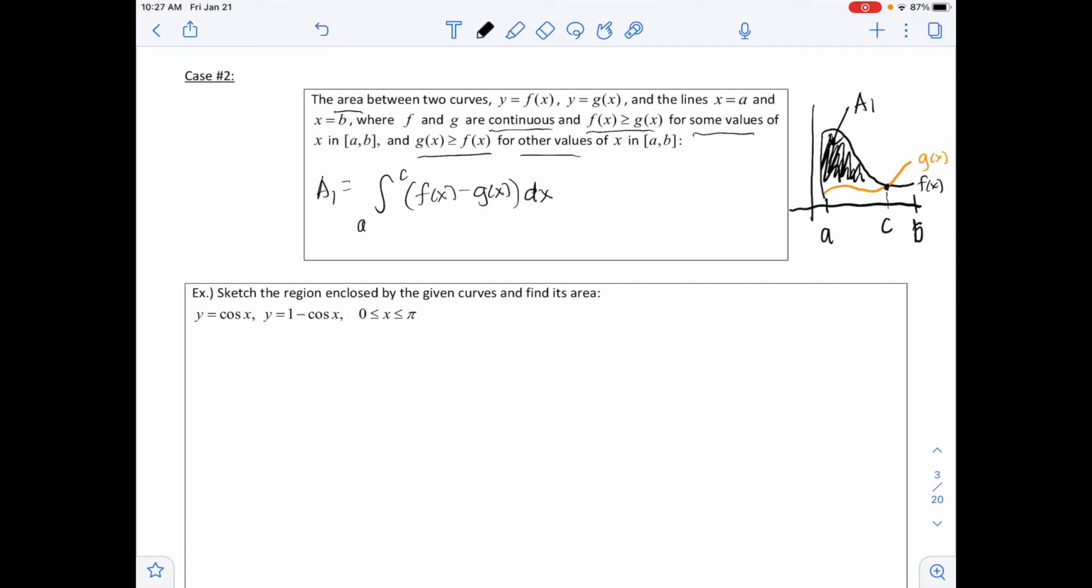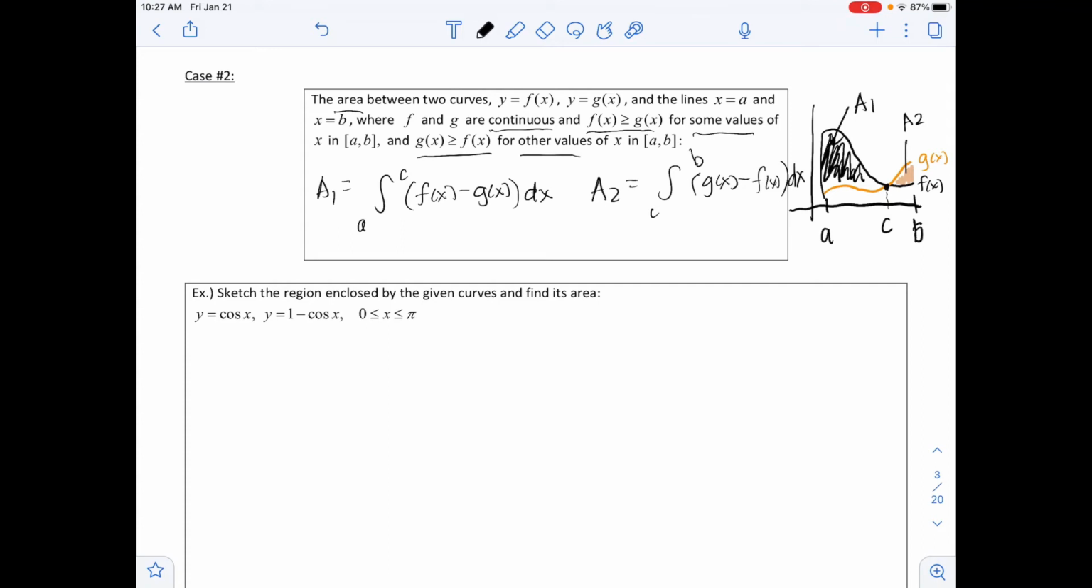And then we're going to talk about that second area that we have, which is over here. We're going to go ahead and call this area A2. So A2 is going to be the integral. So our starting value would be from C to B. And this time our top function is actually g of x. So g of x minus the bottom function, which is f of x, and then dx. Again, if you were to draw on those approximating rectangles, we would see that that width of that rectangle is a delta x, or dx, as we integrate.